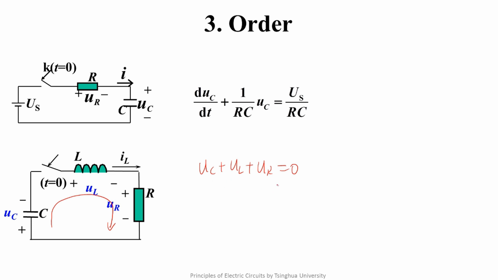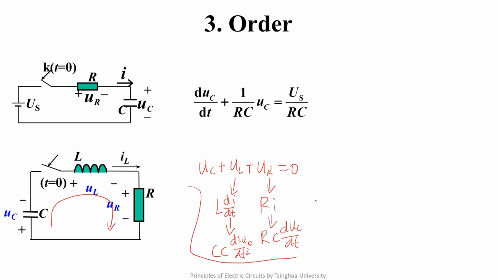We know that UR is Ri. It must be equal to RC duc dt. For UL, it is L di dt. It must be equal to LC d square duc dt square. By combining these equations, we know that LC d square UC dt square plus RC duc dt plus UC is 0.